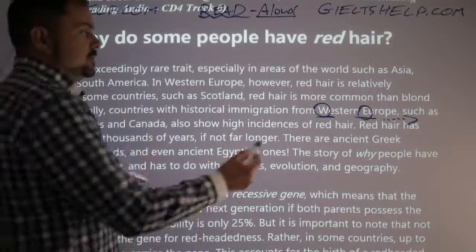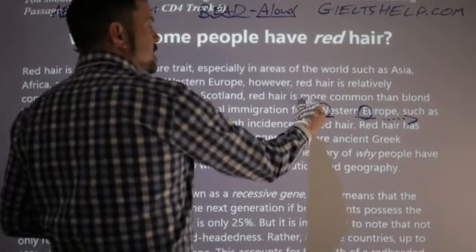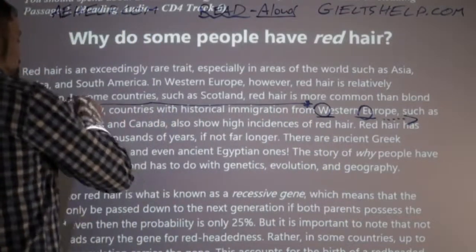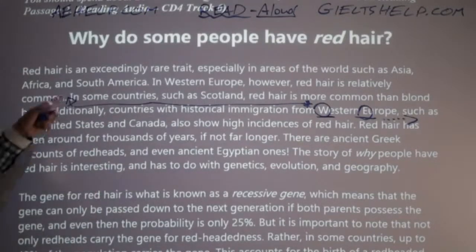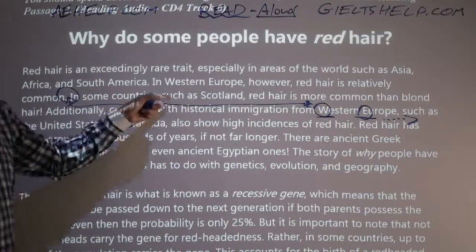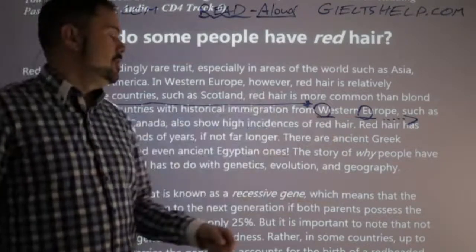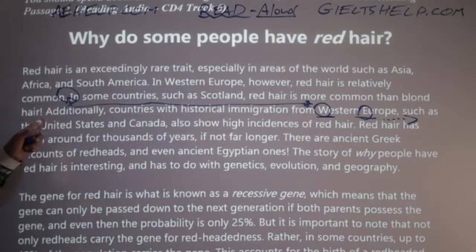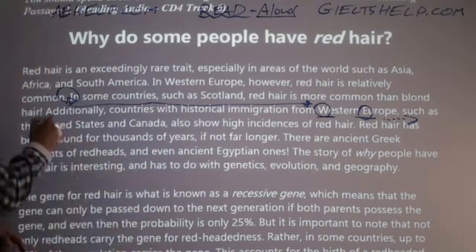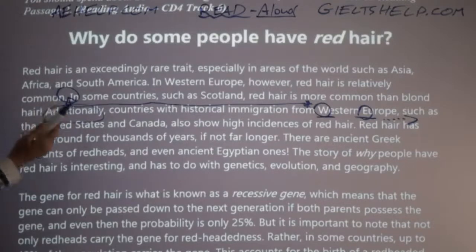So what you have to do is go back to the start of the sentence, which is right there. So start reading from here. In some countries, such as Scotland, red hair is more common than blonde hair. Additionally, countries with historical immigration. So sorry, the sentence starts here. It's often a good idea, on that note, to go back even one more sentence. So the sentence before.